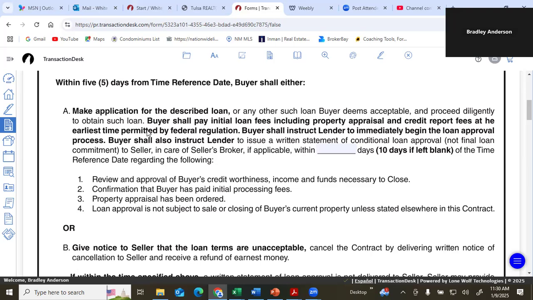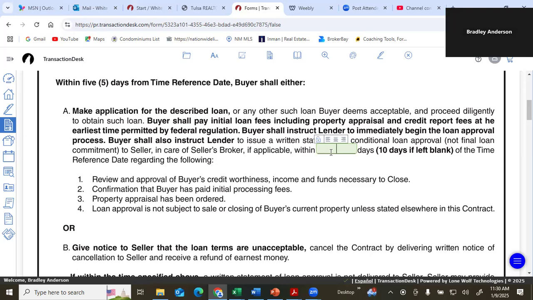Buyer shall instruct lender. So remember, buyer shall instruct lender to immediately begin the loan approval process. Buyer shall also instruct the lender, and this is a biggie, to issue a written statement of conditional loan approval. This is not the final loan commitment, all right? That's underwriting. This is just the conditional loan approval, which means the lender has verified employment, paycheck stubs, ability to get the loan, all that, to the seller in care of the seller's broker, if applicable, within X amount of days of the time reference date regarding the following.